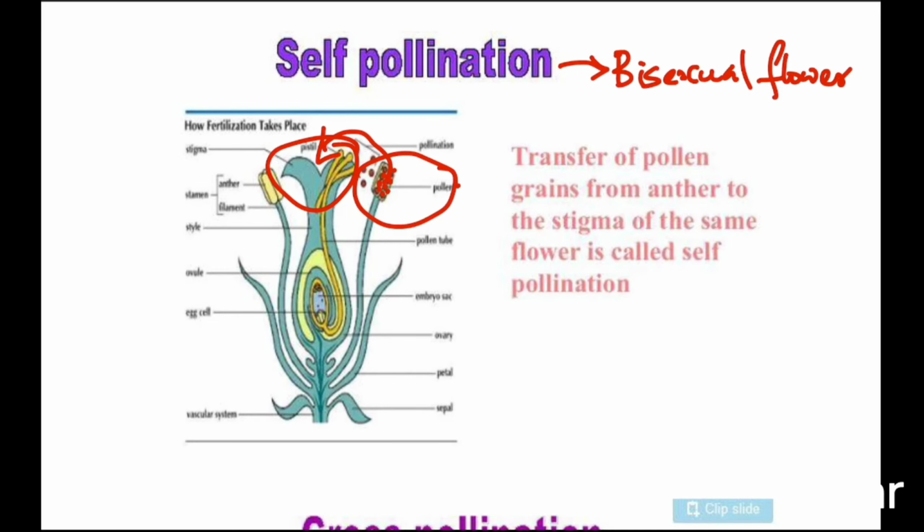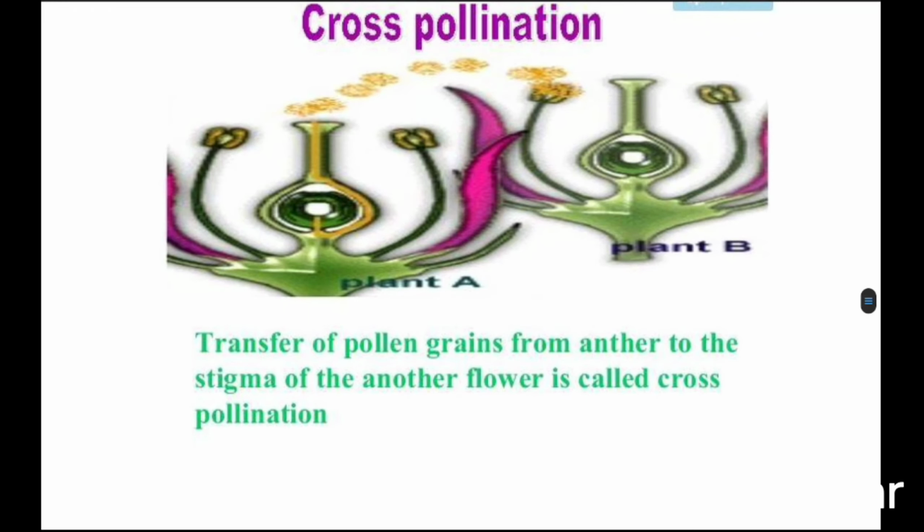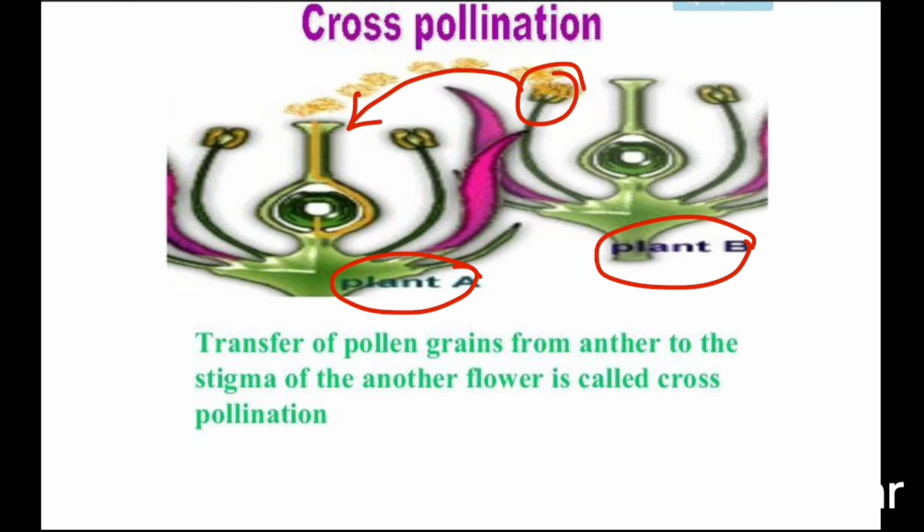So before that you have to understand what you mean by cross-pollination. Cross pollination is actually a plant A, which is having one flower, and the other one, plant B, which is having another flower, right. So the transfer of pollen grain from one flower's anther to another flower's stigma, that's called cross pollination.